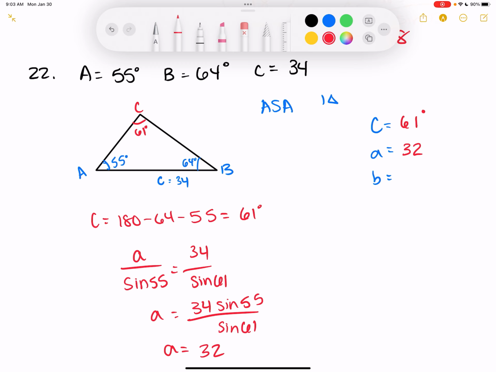So then I need to find B. So B over the sine of 64 is equal to 34 over the sine of 61. So B is equal to 34 sine of 64 over the sine of 61.